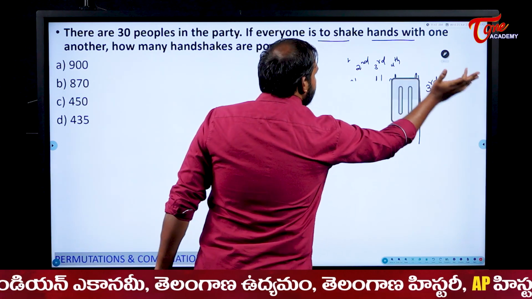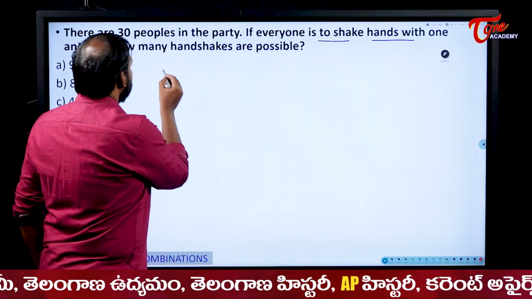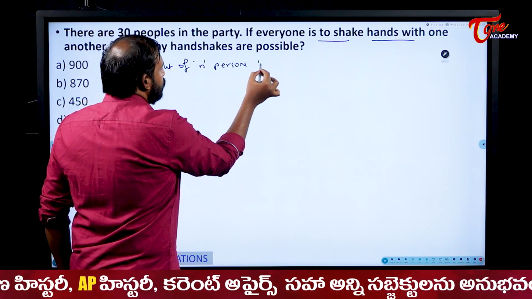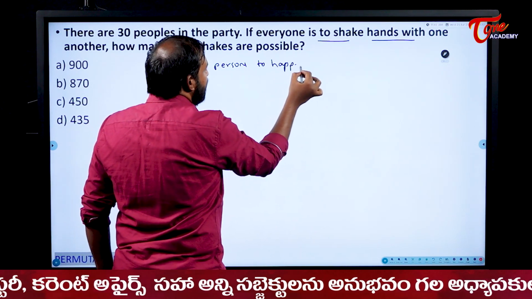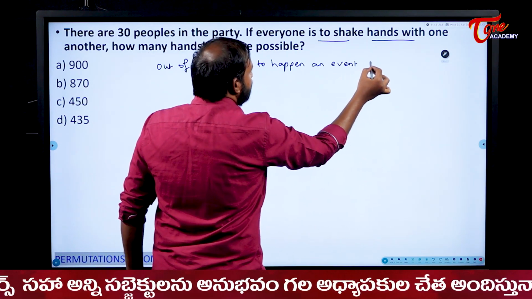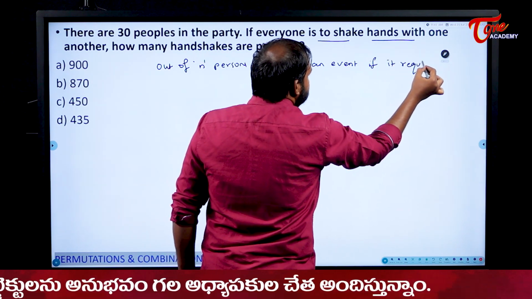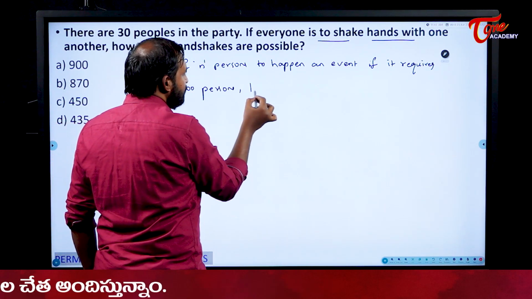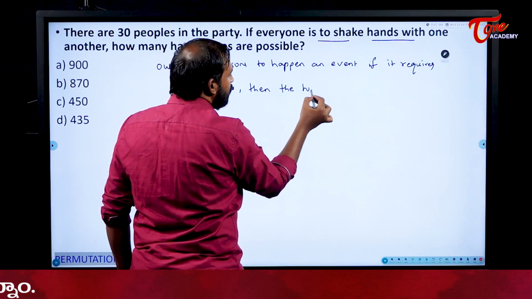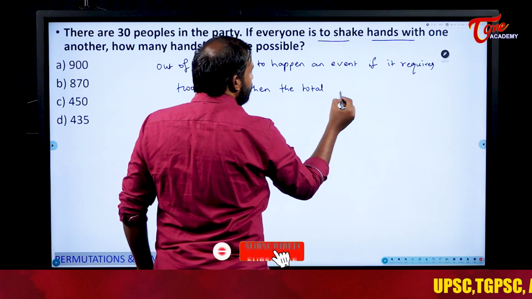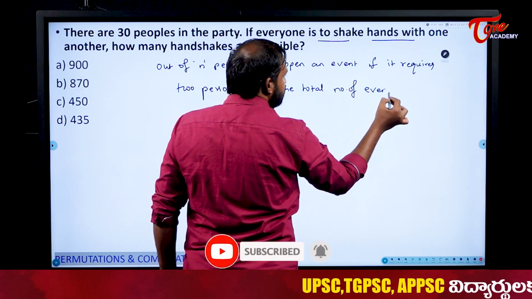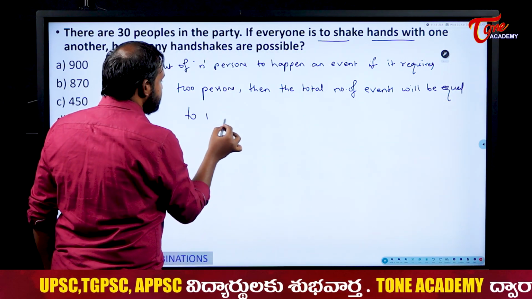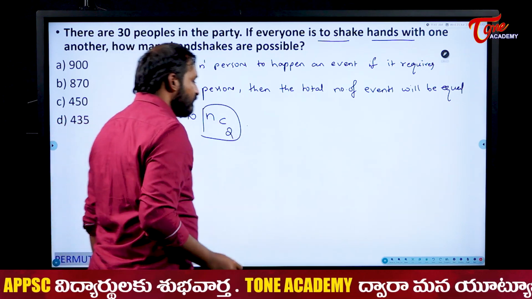NC2. Okay. Out of n persons, to happen an event, if it requires 2 persons, then the total number of events will be equal to NC2.